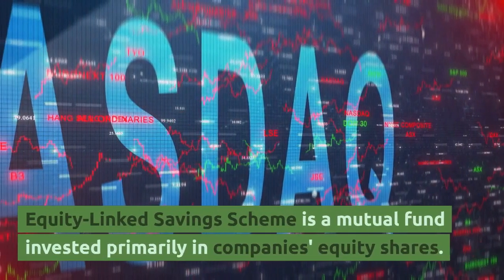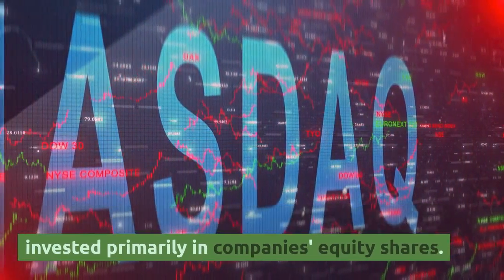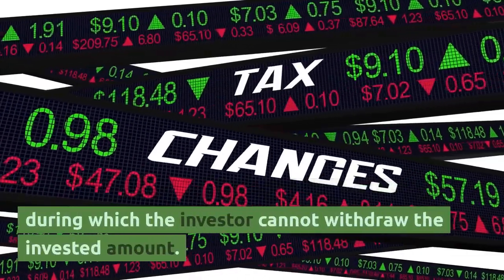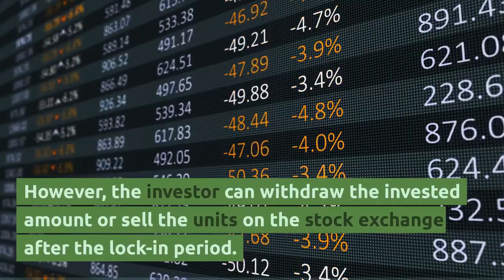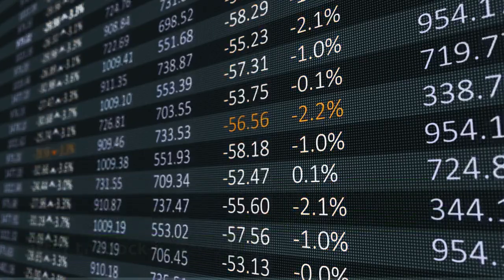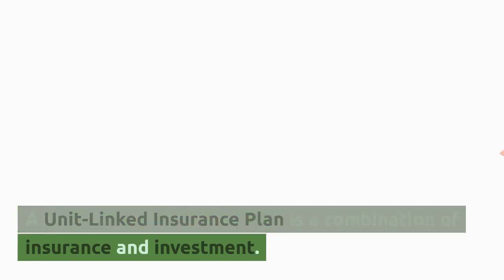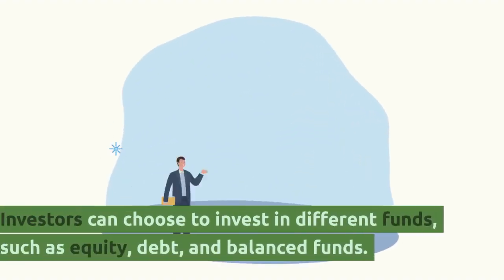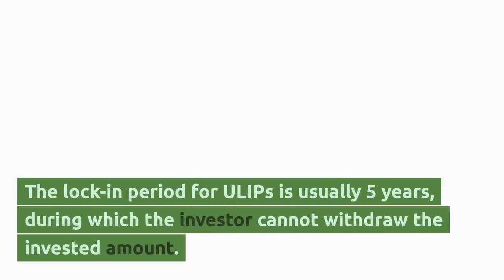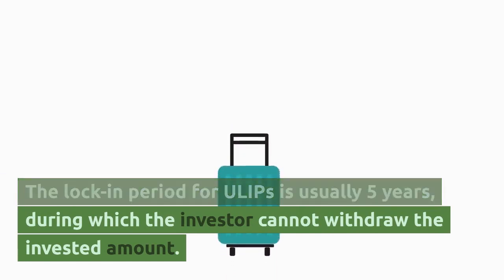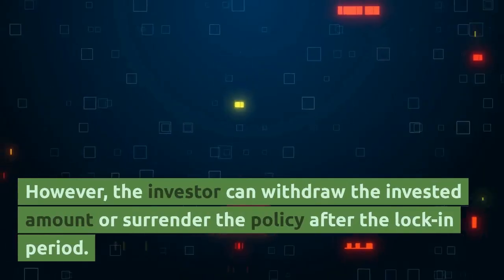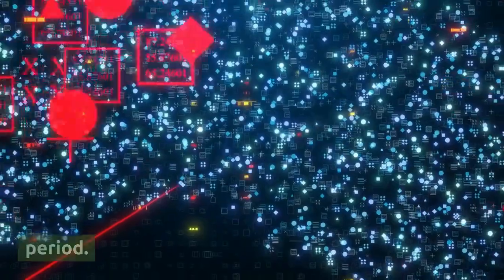Liquidity. Equity-linked savings scheme is a mutual fund invested primarily in companies' equity shares. These funds have a lock-in period of 3 years, during which the investor cannot withdraw the invested amount. However, the investor can withdraw the invested amount or sell the units on the stock exchange after the lock-in period. A unit-linked insurance plan is a combination of insurance and investment. Investors can choose to invest in different funds, such as equity, debt, and balanced funds. The lock-in period for ULIPs is usually 5 years, during which the investor cannot withdraw the invested amount. However, the investor can withdraw the invested amount or surrender the policy after the lock-in period.